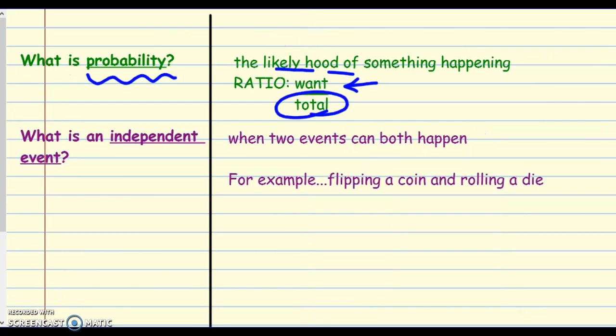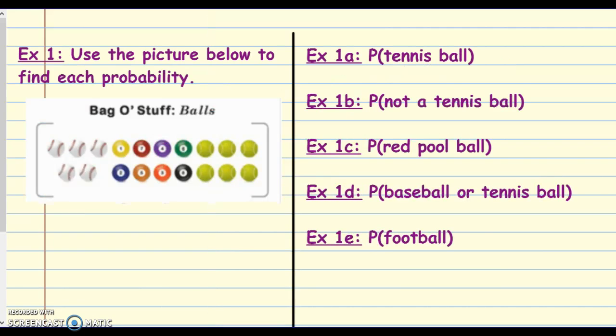So let's get right into our definitions. And first thing when we talk about is what is probability? It's the likelihood or the chance of something happening. And when we write probability, we're going to write it as a ratio or a fraction of what we want over the total things that we are talking about. When you see independent event, that's when two things can happen at the same time. For example, flipping a coin and rolling a die.